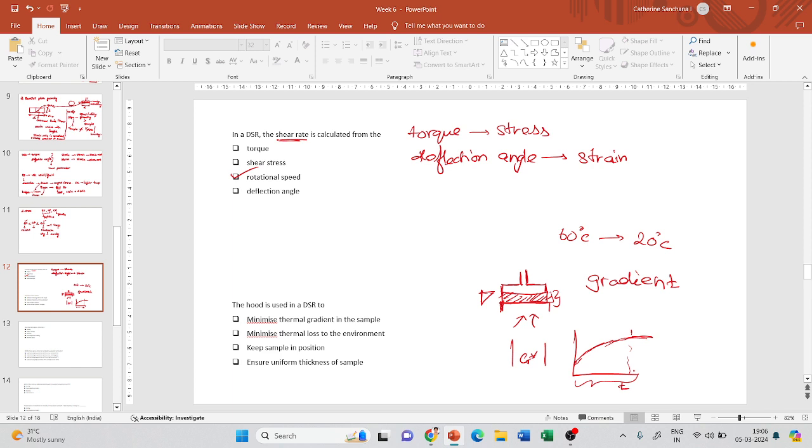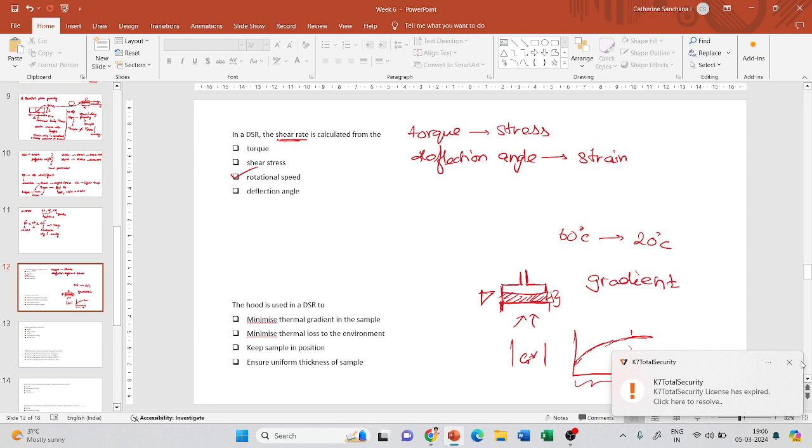So this has nothing to do with the hood. Even if you have a hood, the entire sample has to reach thermal equilibrium, right? So in that case, your hood, though it may help in attaining thermal equilibrium faster because it has a controlled environment, does not minimize the thermal gradient, because this can be eliminated by giving a waiting period for the sample to reach thermal equilibrium.